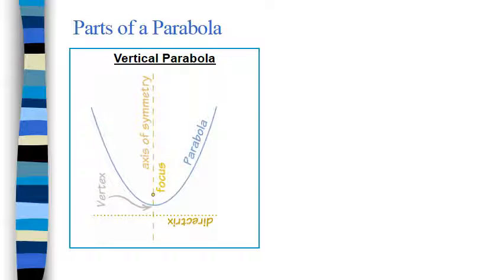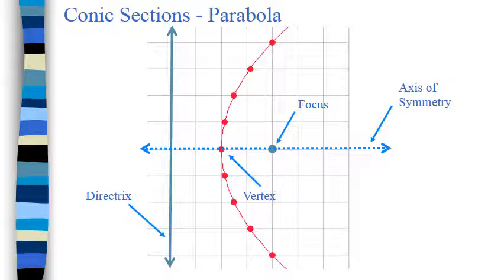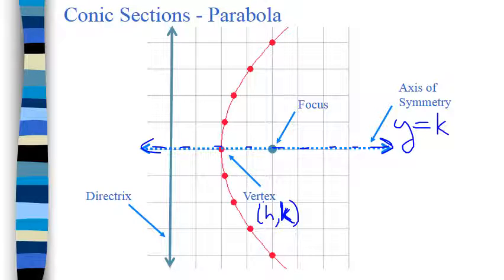Okay, so at this point, we've only talked about vertical parabolas. We have not talked about horizontal parabolas. Now, horizontal parabolas have exactly the same parts as vertical parabolas, only instead of the y's depending on the x's, now the x's are going to depend on the y's. So we still have our same points. Our vertex is still at h, k. But now our axis of symmetry is a horizontal line, so it's y equals k.